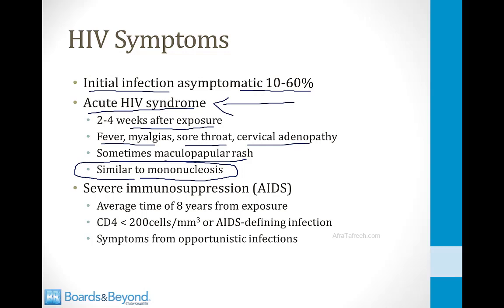After the acute infection passes, or if the patient never gets the acute infection because they're asymptomatic, many years will go by with no symptoms whatsoever, and then they will develop severe immunosuppression and AIDS. The average time from infection to AIDS is about 8 years. The CD4 count has to fall below 200 to call it AIDS, or they have to develop an AIDS-defining infection, which we'll talk about in a minute. And once they reach the AIDS stage, the symptoms of the infection are not from the HIV virus, but they're from the opportunistic pathogens that infect the body when the CD4 count is very low.